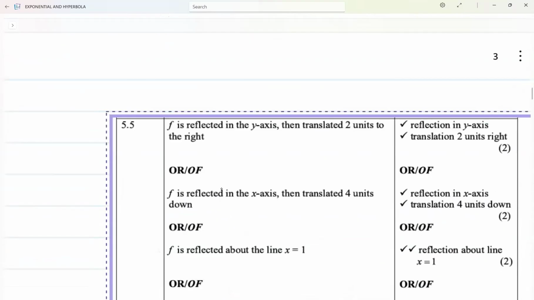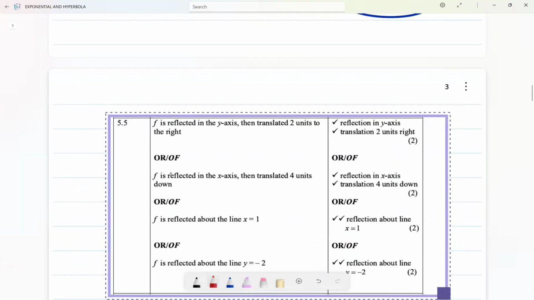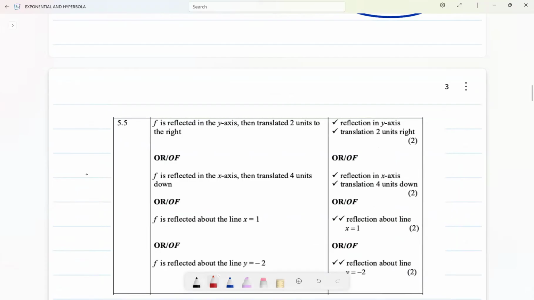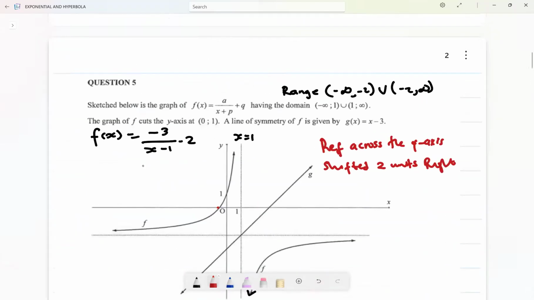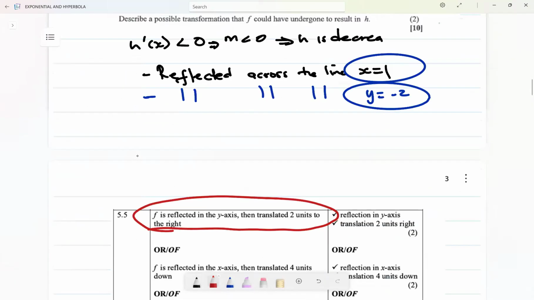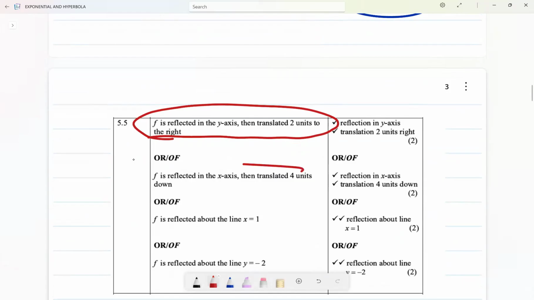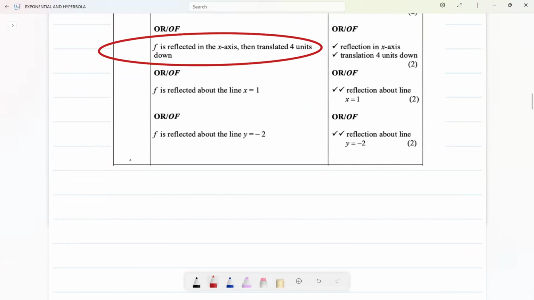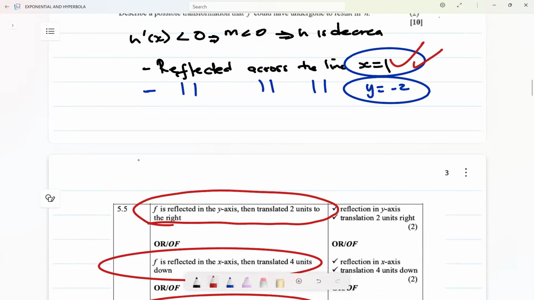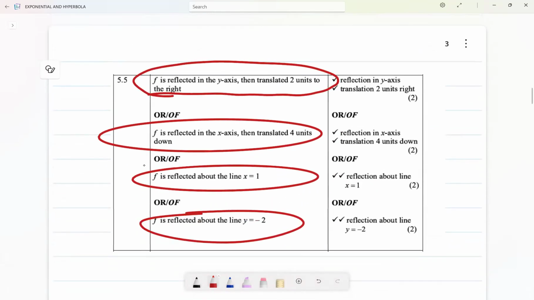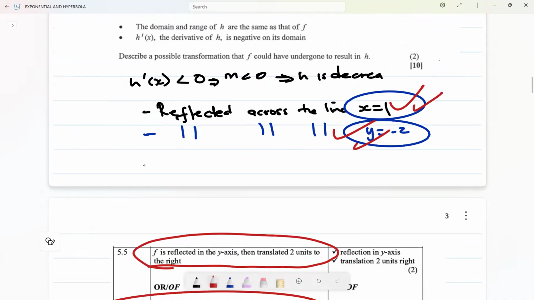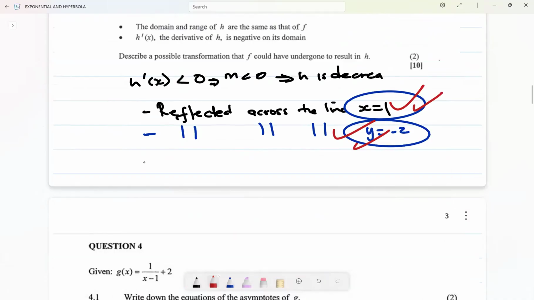So the memo says, first one, okay, fine. Reflected across the y-axis, then translated 2 units to the right. Is it the correct one? Remember this one, reflected across the y, shifted 2 units to the right. Okay, I was correct. And then reflected across the x and shifted 4 units downwards. Okay, this one I couldn't see. And then you can say f is reflected across the line x equals 1. Here is that one. Beautiful. Or reflected across y equals -2. Guys, it's beautiful.